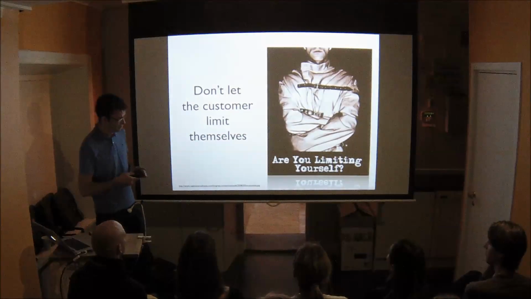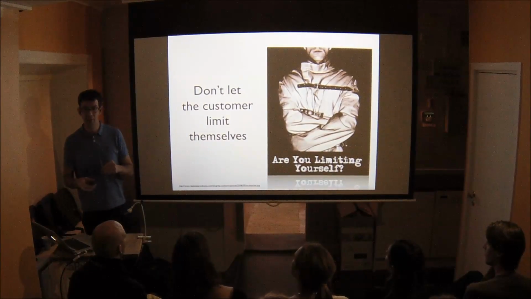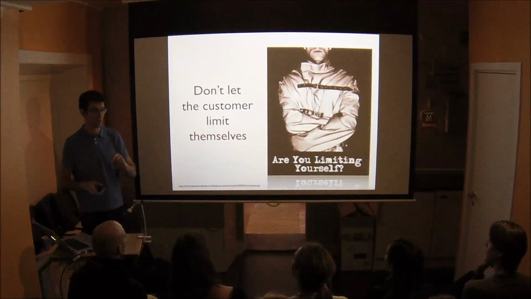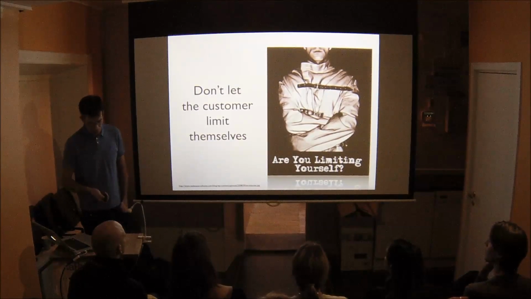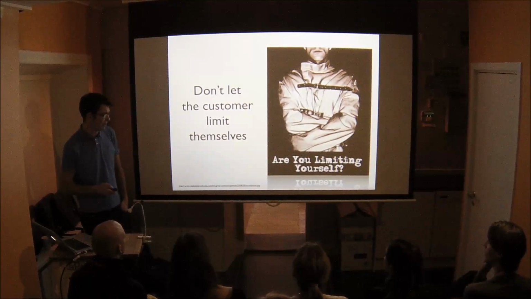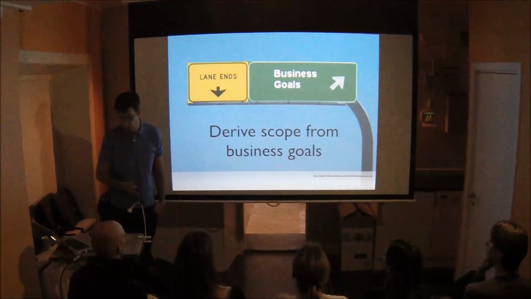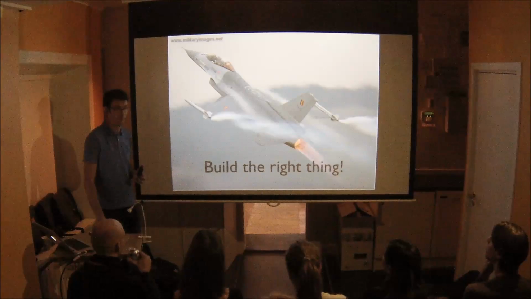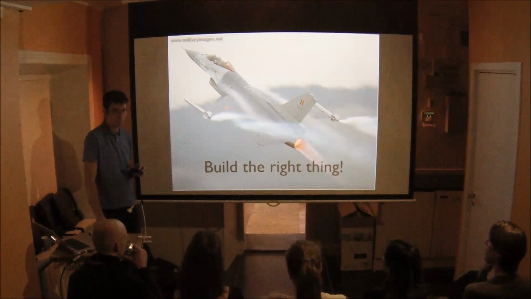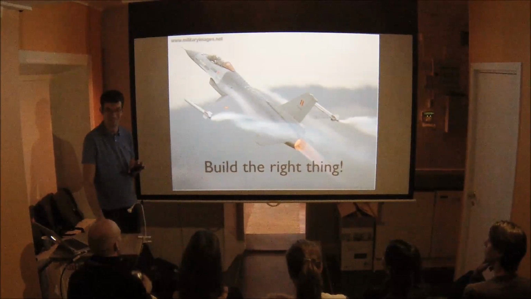So we don't want to let the customer constrain themselves. Right? We want to ask them, why do you want this feature? And we want them to help us understand the business goals for having these features, right? So we derive the scopes from our business goals. And it all ends up in us wanting to build the right thing. That's much more important than building the thing right.